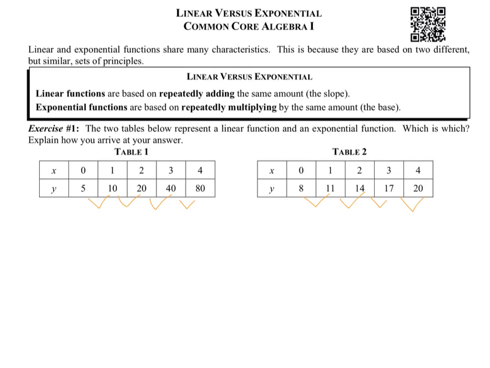Well, it looks like table 2 is plus 3, plus 3, plus 3, plus 3. So it's repeated addition. So this one is linear. On table 1, it's times 2, times 2, times 2, times 2. So it's repeated multiplying, so it is exponential.